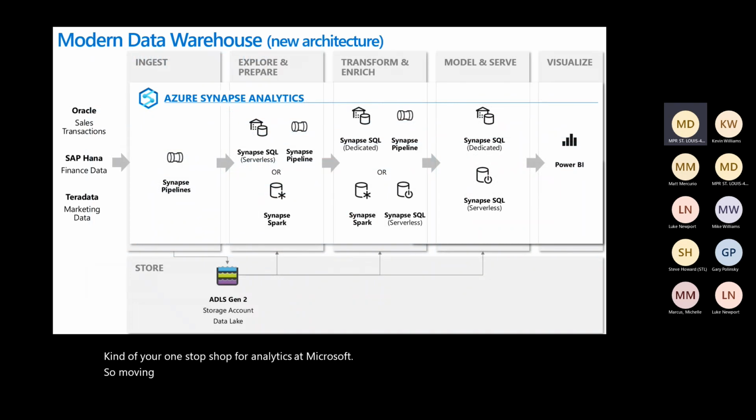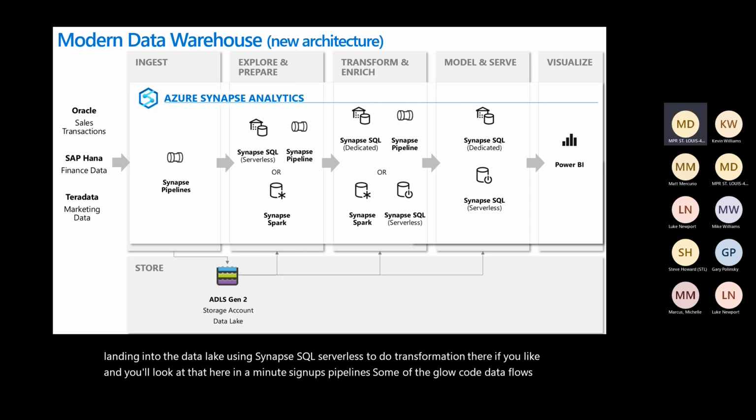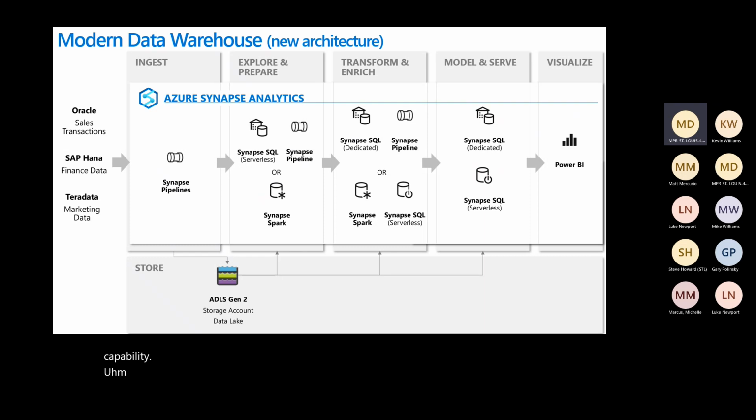Moving on from here. So when we think about that modern data warehouse slide that I showed you before, how do you do it in Synapse? This looks more or less familiar. You have your on-prem data sources using Synapse Pipelines to land the data in the lake, using Synapse SQL Serverless to do transformation there, which I can look at here in a minute. Synapse Pipelines is a low-code data flows capability, enriching and transforming that data with Synapse Spark or Synapse SQL or Synapse Serverless.